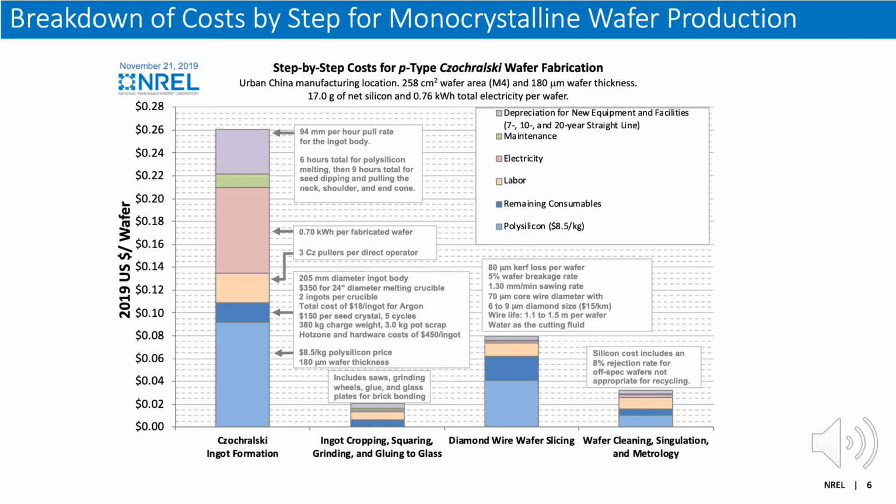I also want to use this slide to start talking about the concept of yield. You'll notice here that the wire sawing step results in 5% of wafers breaking. This means if you need 100 wafers, you're actually going to have to set up production for 105 wafers. This will compound in later steps, and I'll come back to this number.